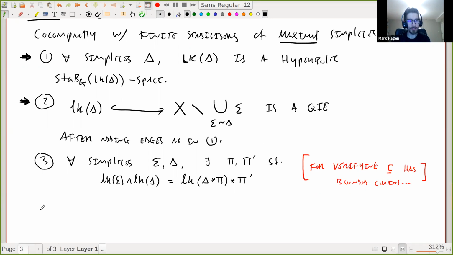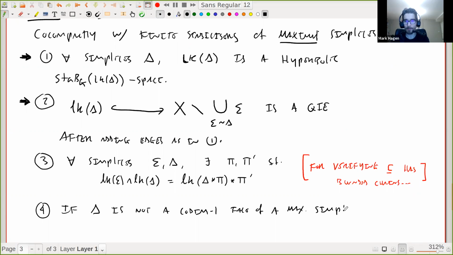And then the final condition, which is very relaxable depending on the context, says that if delta is a simplex that is not a codimension one face of a maximal simplex, so if it's a smaller simplex, then it has a connected link. Connected before you add the extra edges to make it hyperbolic.